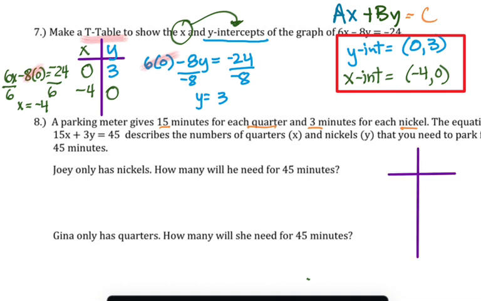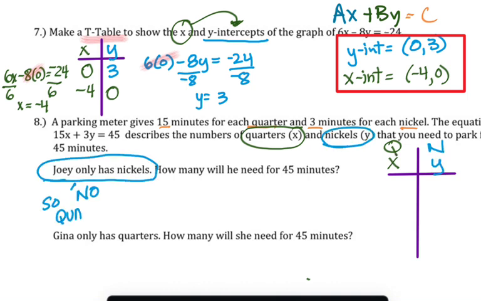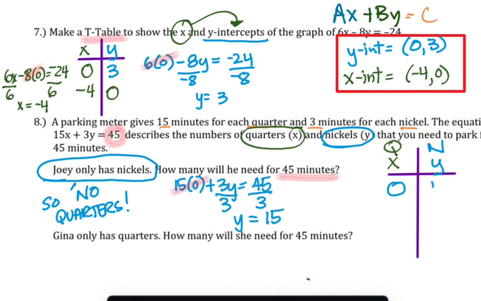Okay. So I make my t-table and I see Joey only has nickels. That means he has no quarters, so he does not have any x's. Then we use our standard equation and we substitute in 0 for the x, and we can find out for 45 minutes, which is our constant here, we see that he needs 15 nickels. That's what it's going to take because he doesn't have any quarters.